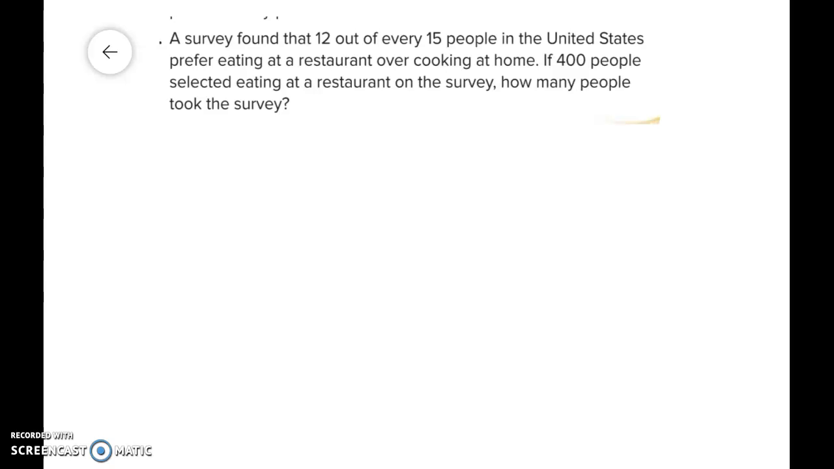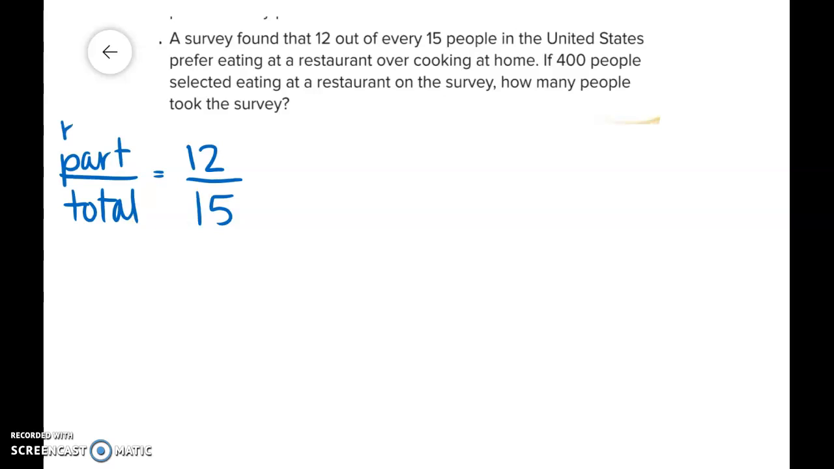So again, this is going to be another one of those part to total ratio problems. So what do we know? We know that 12 out of every 15 people prefer eating at a restaurant over cooking at home. So 12 out of 15. And then the question continues with, if 400 people selected eating at a restaurant on the survey, how many people took the survey?